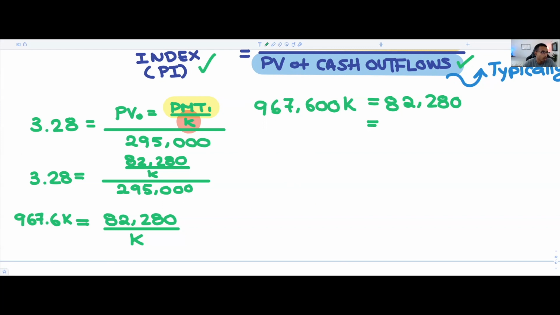You're going to get something like, that's not an ugly number. If you saw that on an exam, you wouldn't freak out. You would get 8.5035%. And that would be your K. Really as easy as that. That would be your K. And it's really as easy as that.